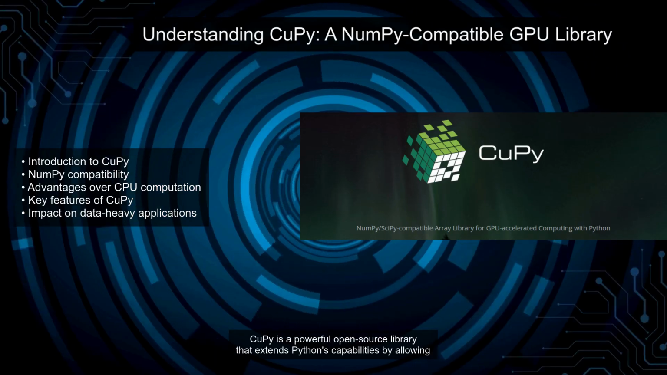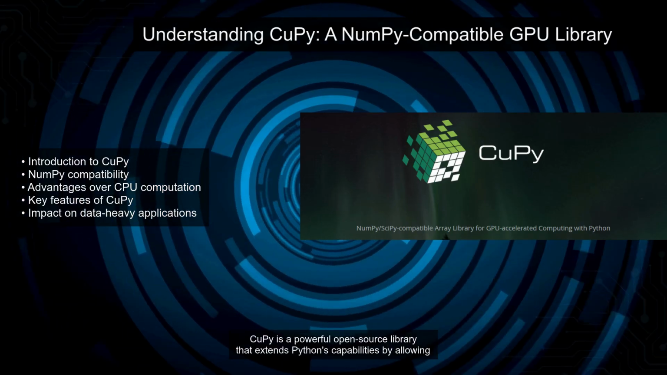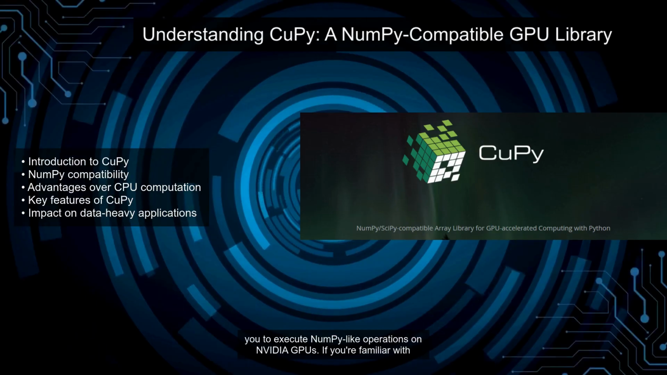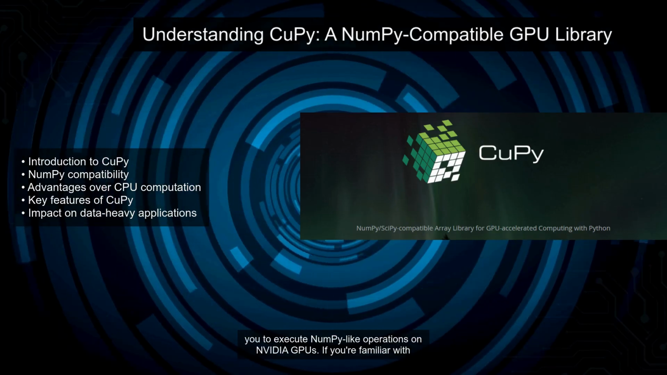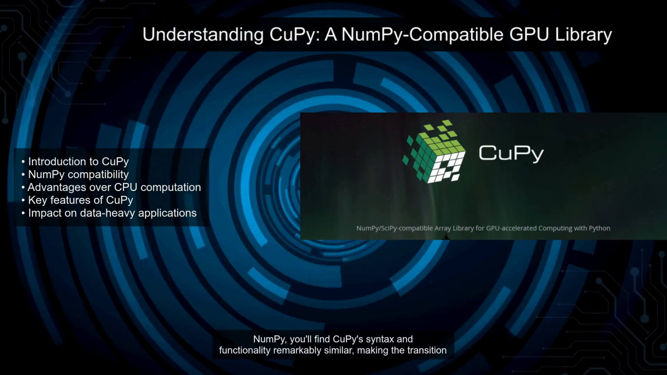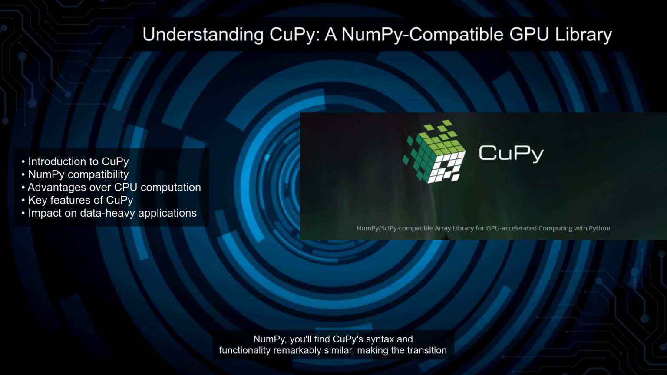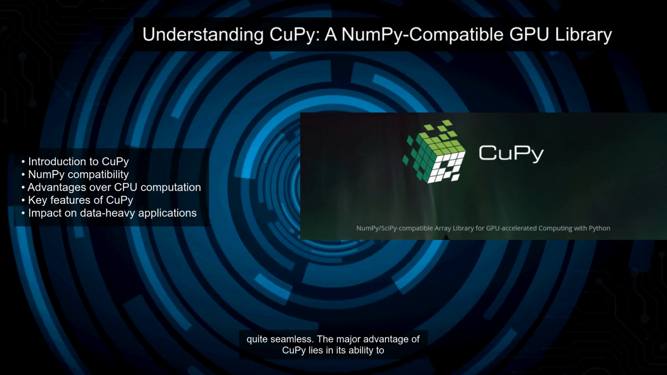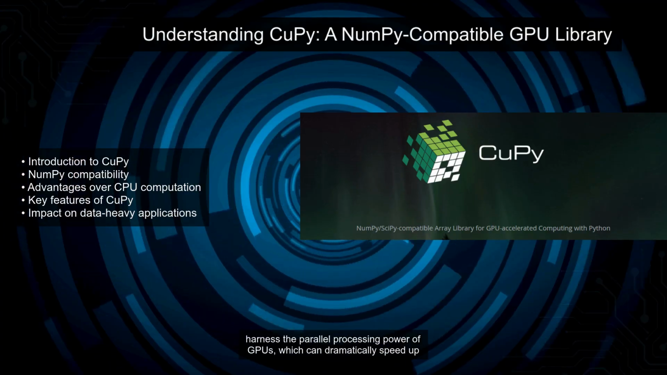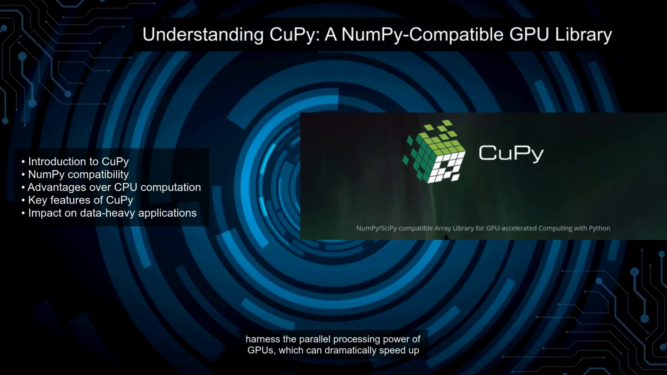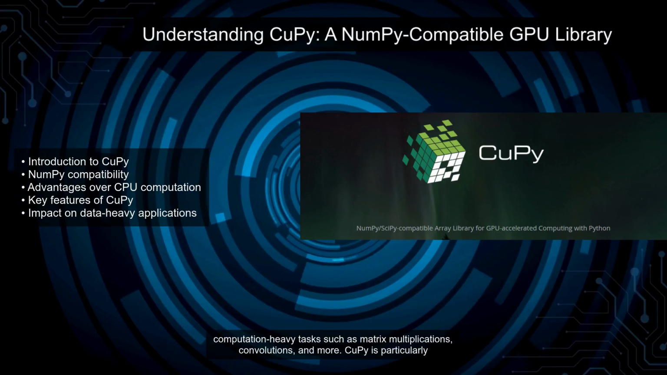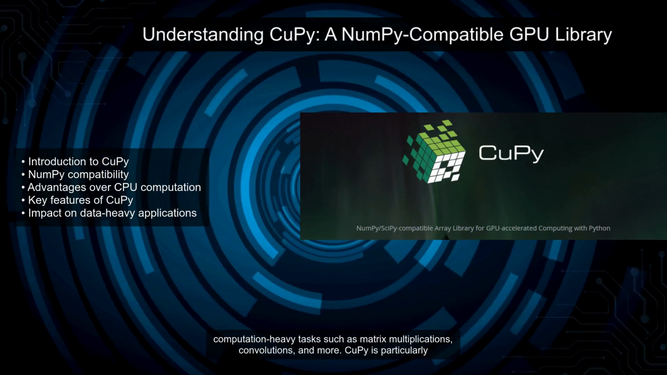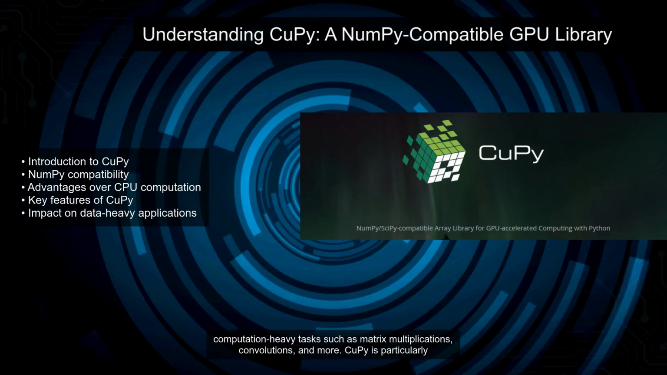CuPy is a powerful open-source library that extends Python's capabilities by allowing you to execute NumPy-like operations on NVIDIA GPUs. If you're familiar with NumPy, you'll find CuPy's syntax and functionality remarkably similar, making the transition quite seamless. The major advantage of CuPy lies in its ability to harness the parallel processing power of GPUs, which can dramatically speed up computation-heavy tasks such as matrix multiplications, convolutions, and more.